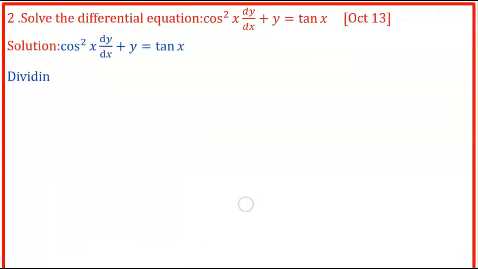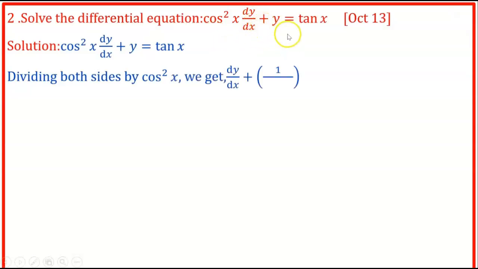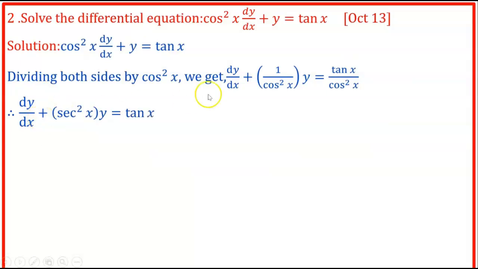Now next, solve the differential equation cos square x into dy by dx plus y is equal to tan x. This question was asked in the October 13 examination. Now dividing the whole equation by cos square x, you will get dy by dx, y upon cos square x, tan x upon cos square x. Again, dy by dx plus 1 upon cos square x, means what? Sec square x into y is equal to tan x into sec square x.